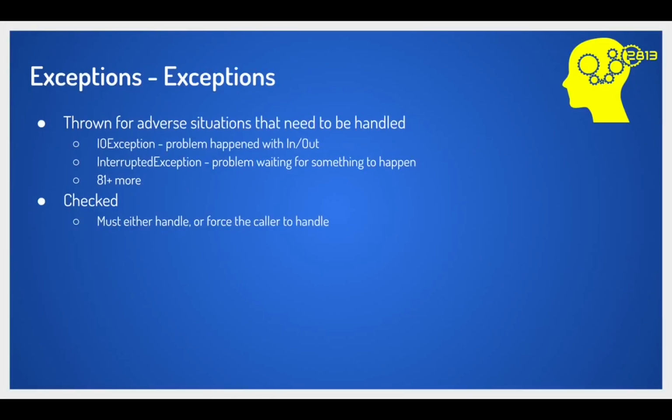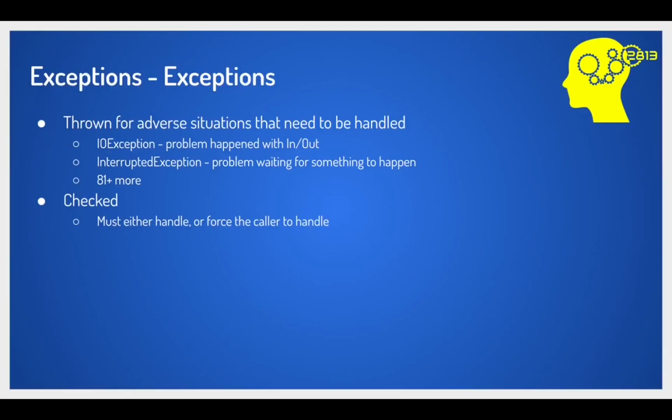The next type is exceptions. They're thrown for adverse situations that you need to handle if something goes wrong. Some examples are IO exception, which is something going wrong with in and out, interrupted exception, which is a problem waiting for something to happen, and there's also a lot more that are not listed here.